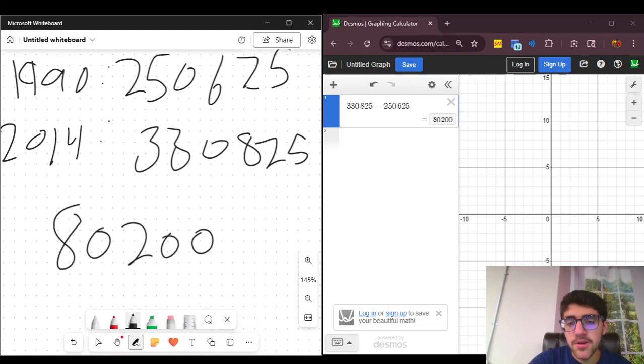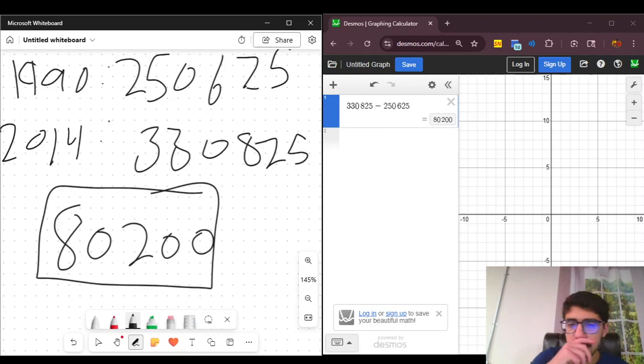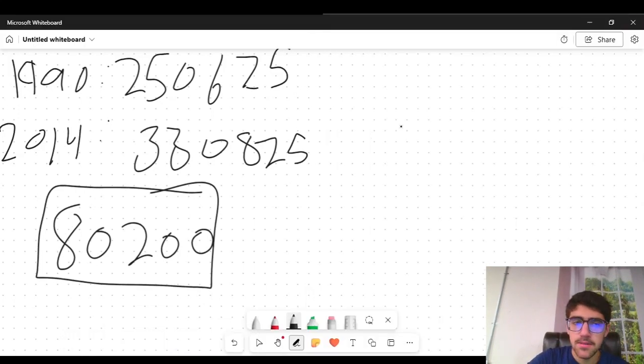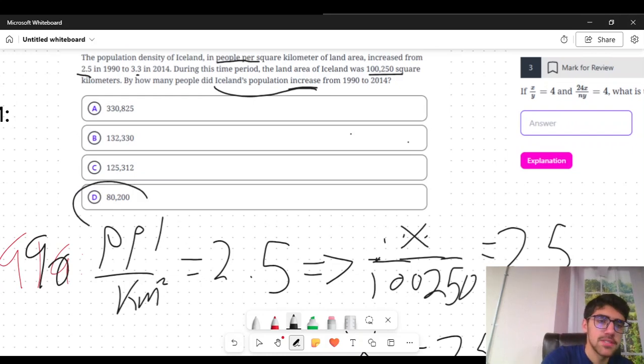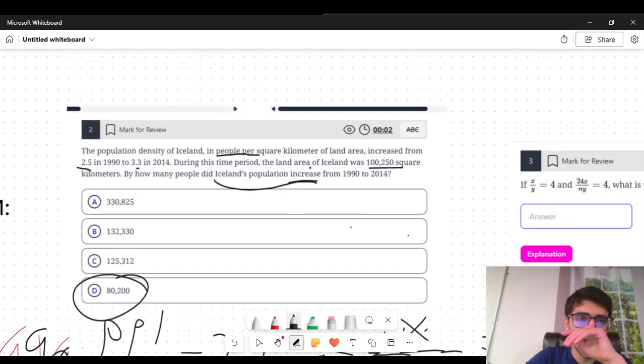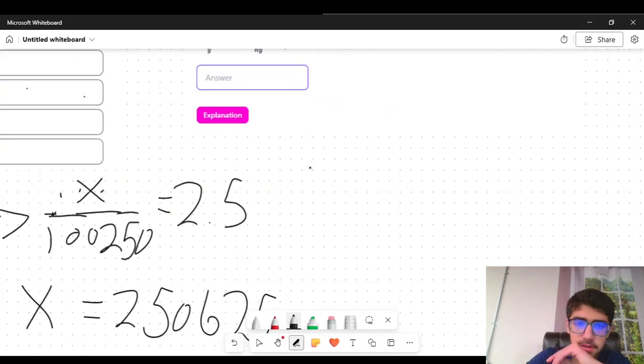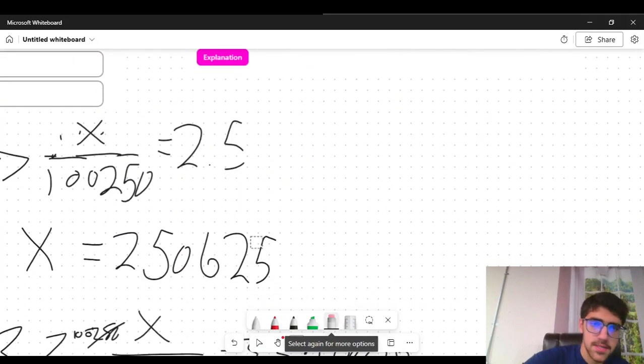And basically, if you got a negative number, you would know that you made a mistake because it tells us that it's increasing, so the change has to be a positive number. So 80,200 is our final answer. That was the increase in the population, and that is answer option D. And so that is it for this question. Let us move on to the second medium question. And let me just make some space.